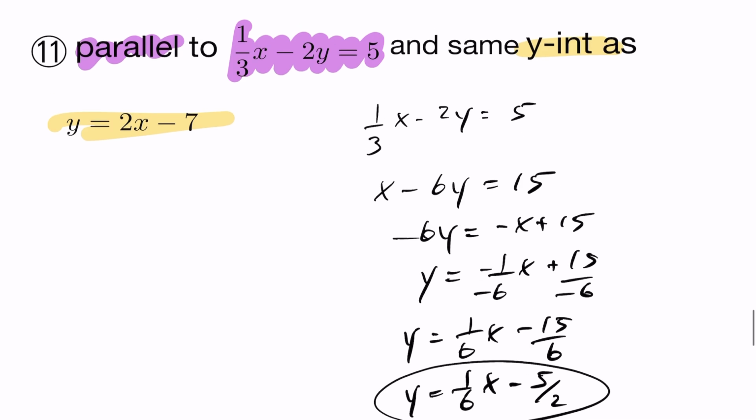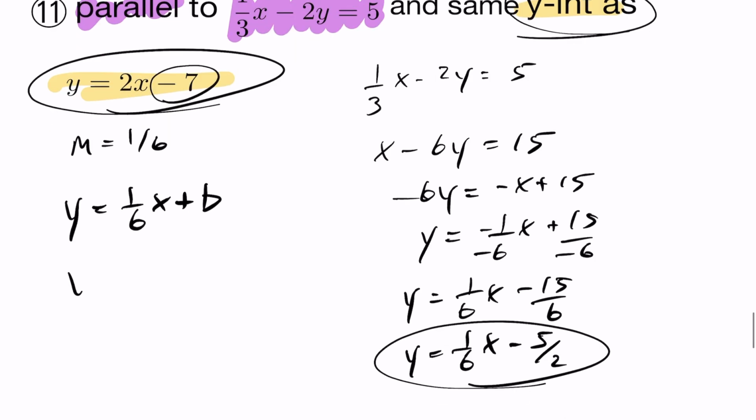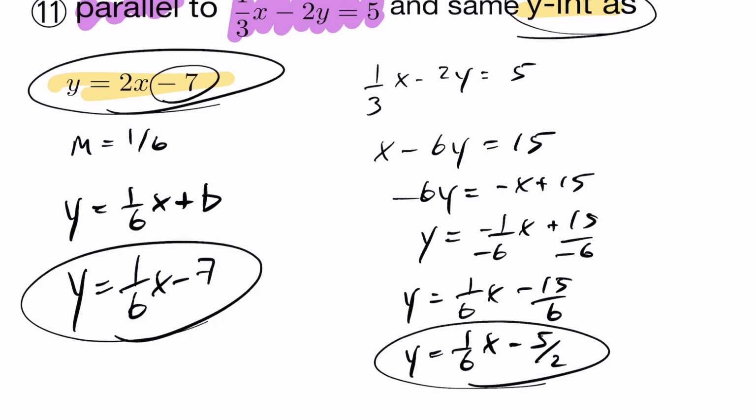Now the equation that I want is parallel to this line. So the slope that I want is 1 over 6. So the equation of my line is y equals 1 over 6 x plus b. I need to find my y-intercept. But if I keep reading, it's the same y-intercept as this equation. Well, the y-intercept of this equation is negative 7. So the final answer is y equals 1/6 x minus 7.